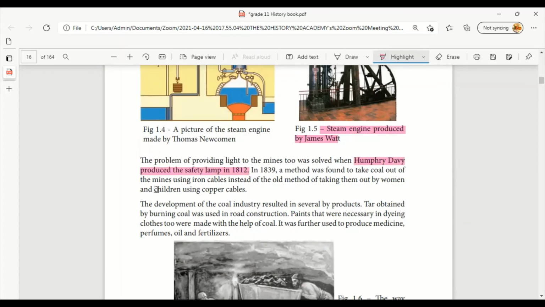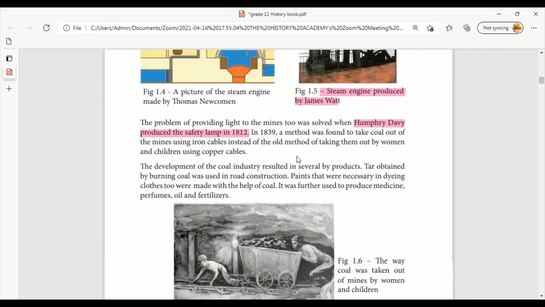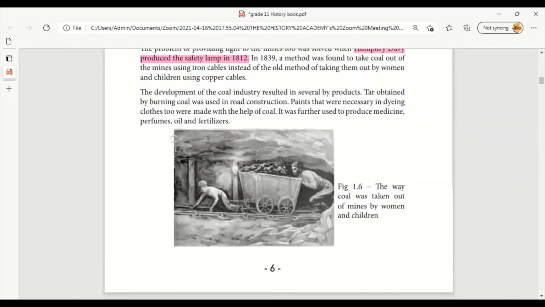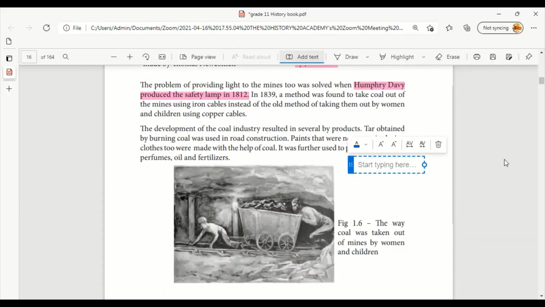Here they have given a small paragraph. In 1839, a method was found to take coal using iron cable instead of the old method. Earlier, coal was taken using men, women and children, but in 1839, due to industrialization, iron cables were used to take coal. So what are the uses of coal? We can summarize this into many parts.